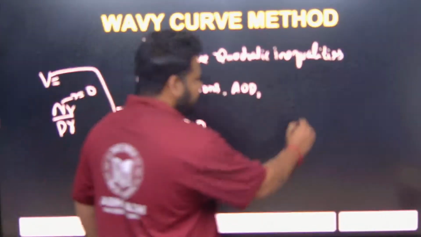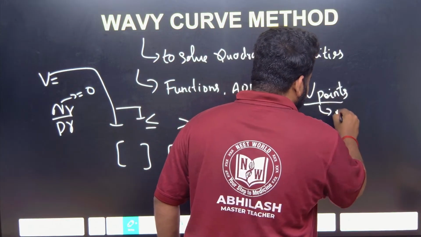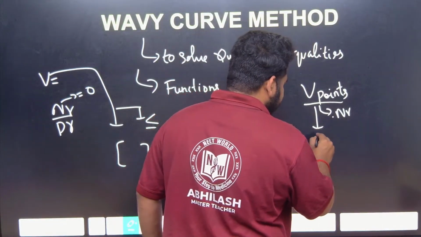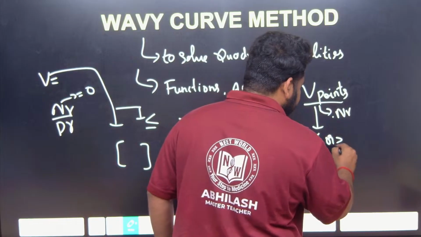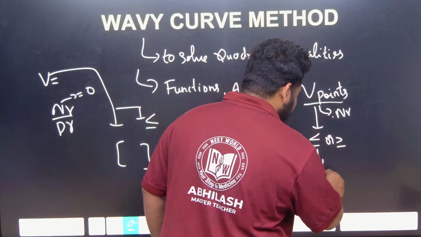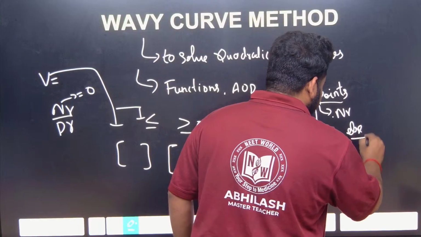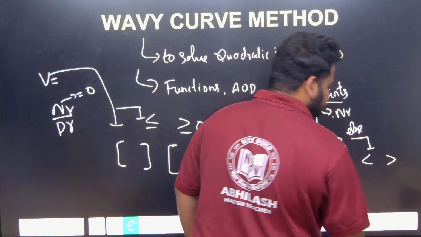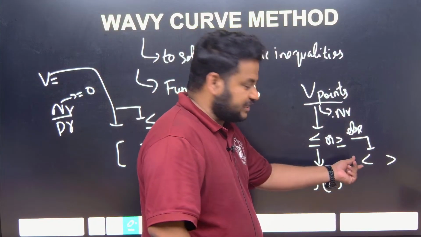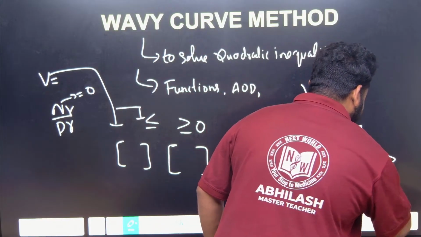Let me write it here. Vanishing points, they will be in the numerator. If the inequality is less than or equal to 0 or greater than or equal to 0, we will have closed interval. Or else, if we are having less than 0 or greater than 0, that is strictly increasing, strictly decreasing, the vanishing points will be open interval.